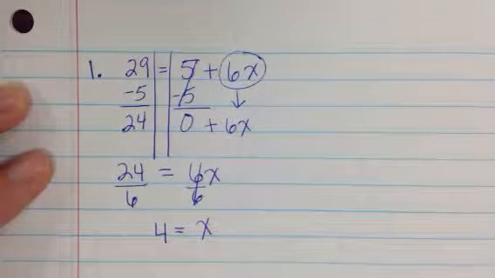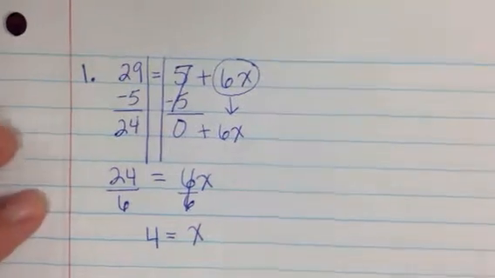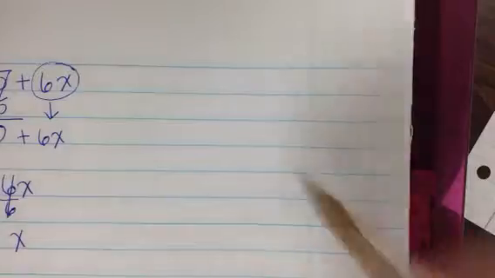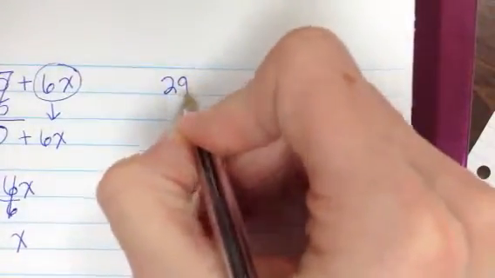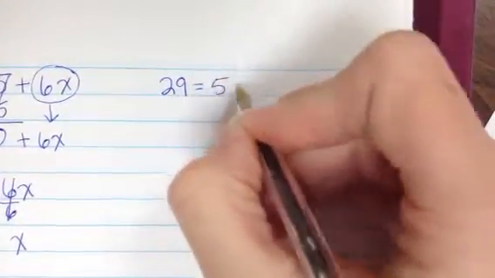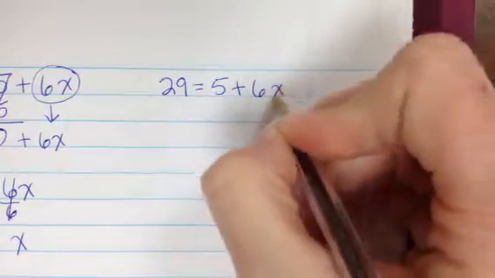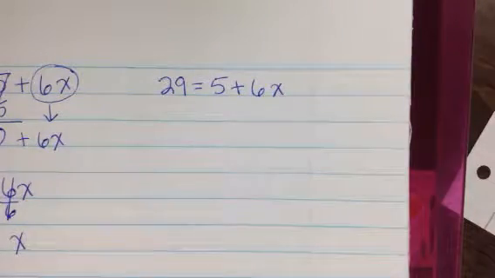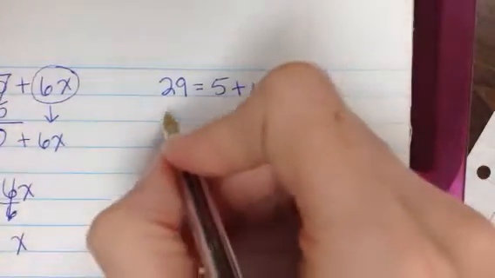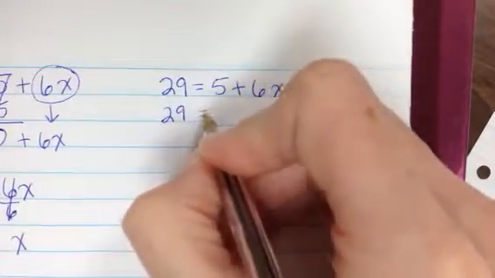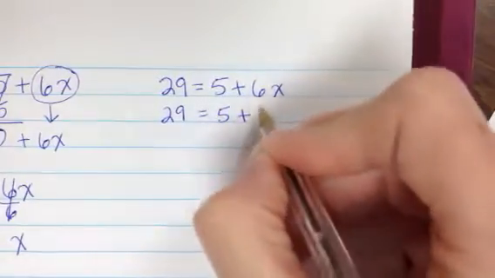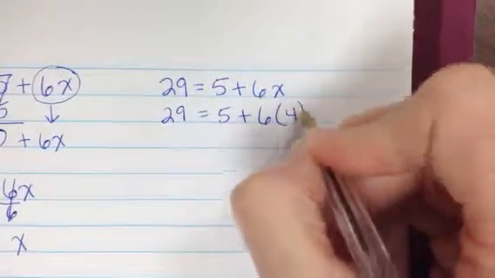Now, you always want to check your process. So over here on the side, we're going to do a checking process. So my problem was 29 equals 5 plus 6x. Now I know that x is supposedly equal to 4, so I want to plug that in and make sure that that works. So I have 29 equals 5 plus 6 times 4.